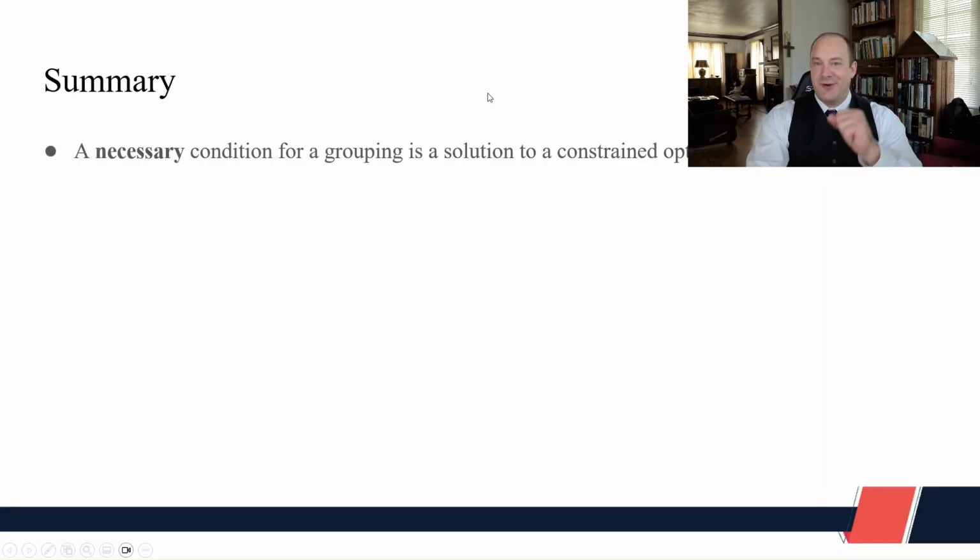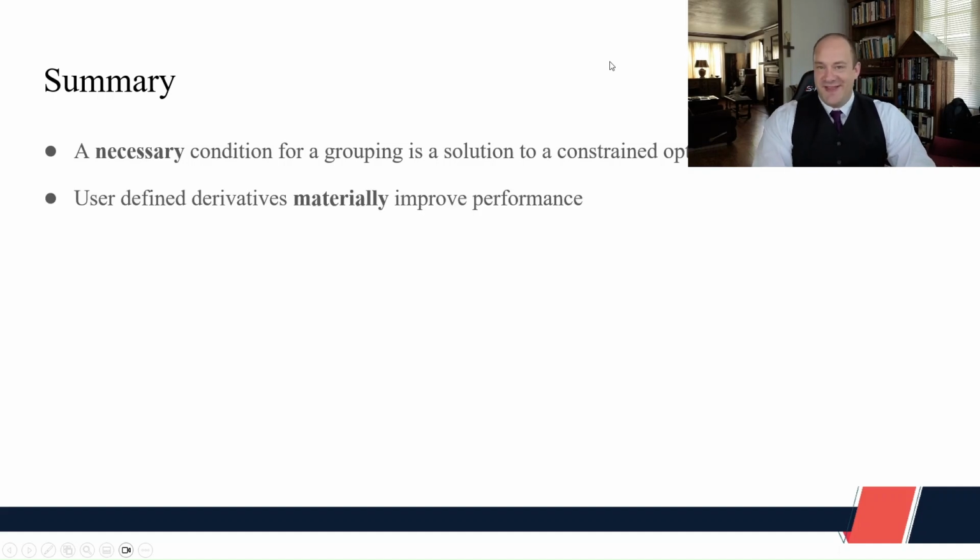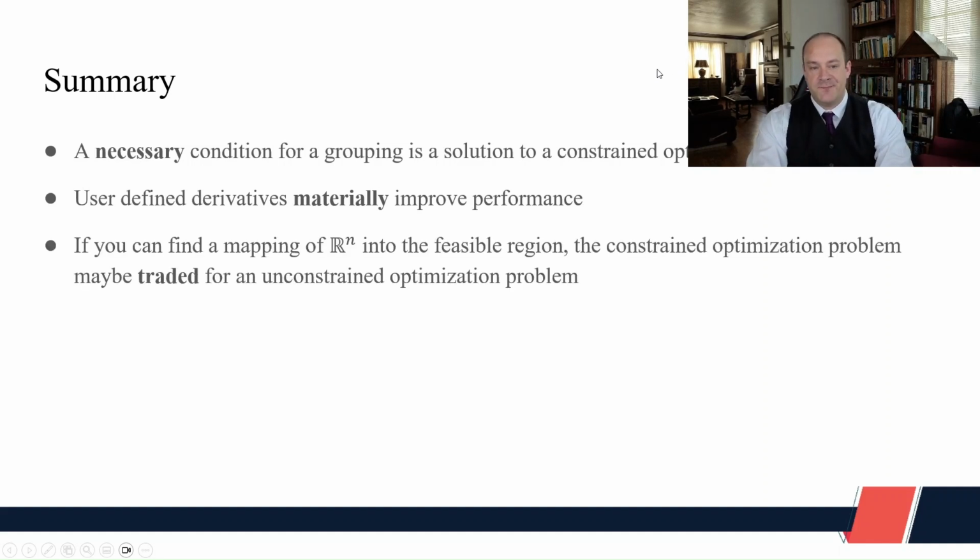Okay, so in summary, what did we learn? We learned that a necessary, although not sufficient, condition for grouping, and that's why we have to iterate, is a solution to a constrained optimization problem. We learned that it's fine if you only do something once to not bother with numerical or analytic or formulaic differentiation. But if you're going to be doing something over and over again, it's absolutely worthwhile to provide formulae, actual functions for your derivatives, your gradients, your Jacobians. They materially improve performance. This has always been the case for me whenever I've done this work.